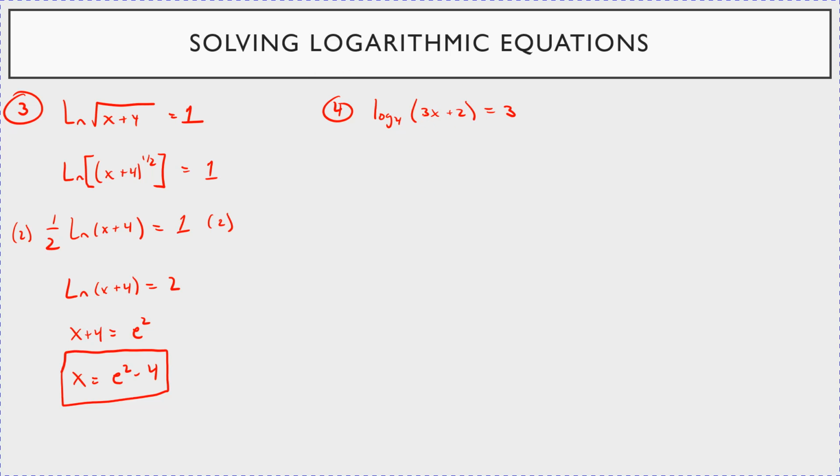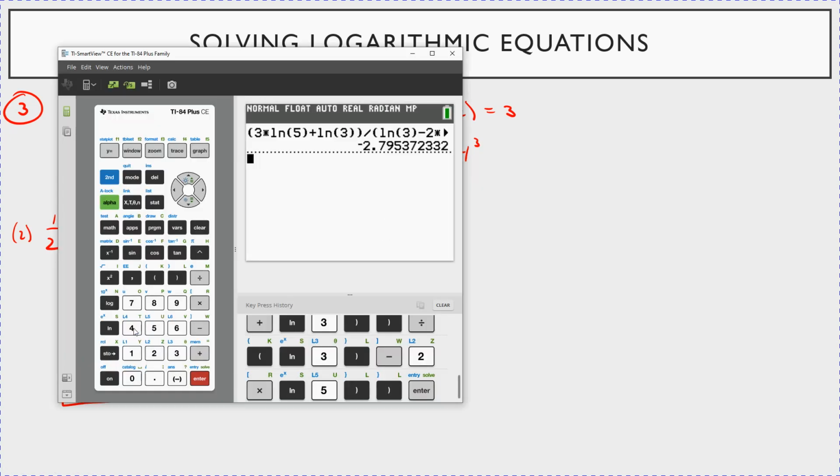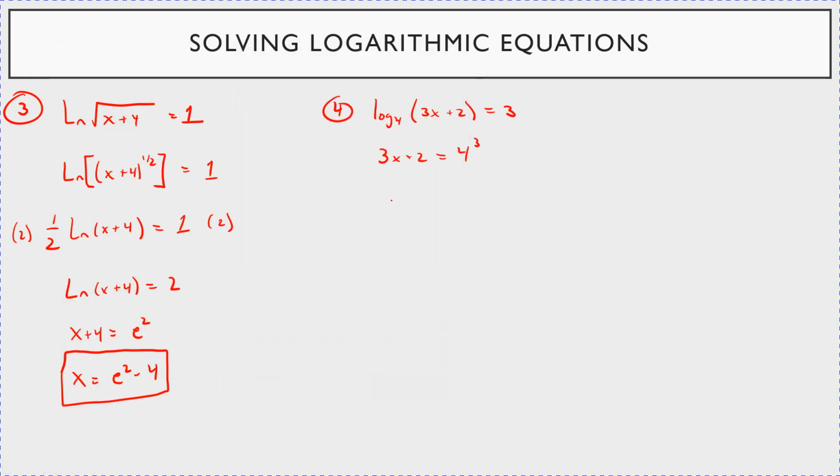All right, so when you rewrite this, this becomes 3x plus 2 is equal to 4 to the 3rd power. Even suppose you just want to check, 4 to the 3rd power gets me 64. So this is 3x plus 2 is equal to 64.